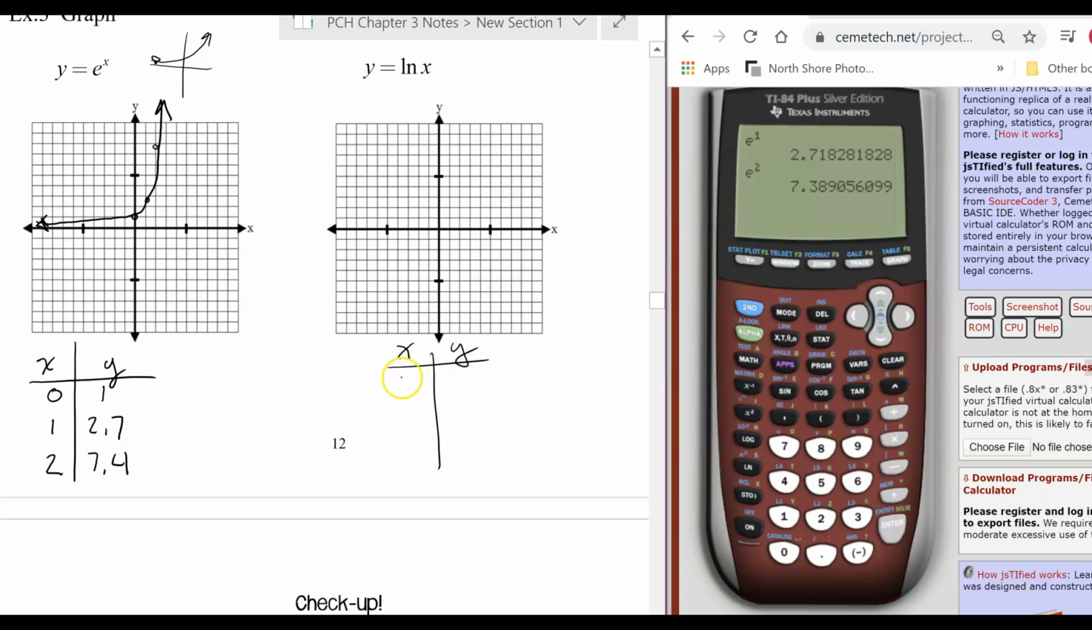Now our x values are what our y values were for y equals e to the x. So we have 1, 2.7, 7.4, and then 0, 1, and 2. So I have 1, 0, 2.7, 1, and 7.4, 2, somewhere about there. And again, we'll sketch in our curve. And we can see that these are reflections. And there are our 2 graphs.